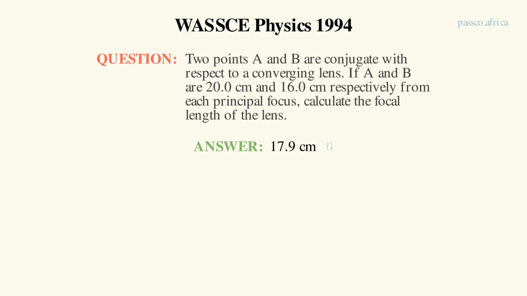Two points A and B are conjugate with respect to a converging lens. If A and B are 20.0 cm and 16.0 cm respectively from each principal focus, calculate the focal length of the lens. Now, try it yourself.